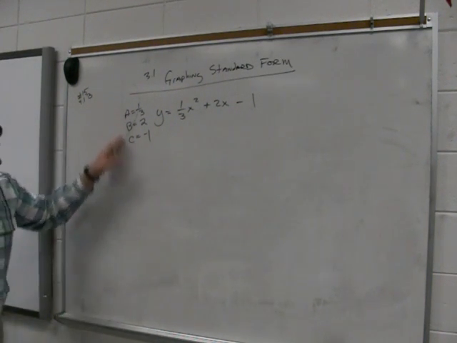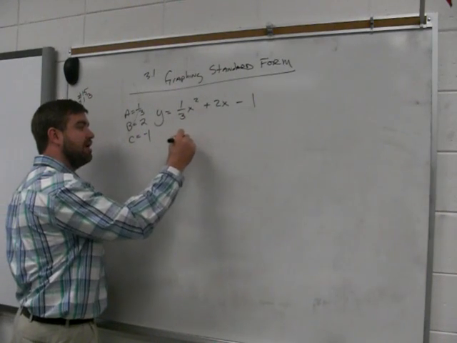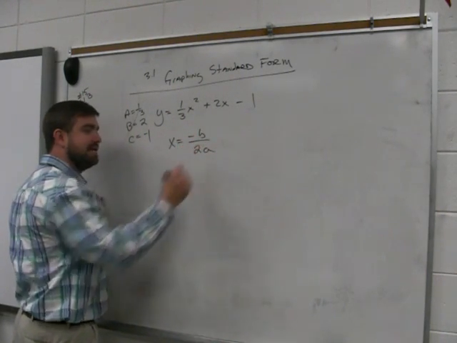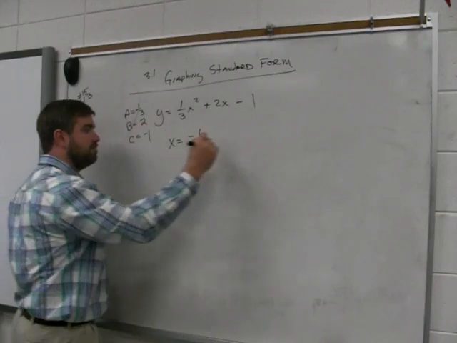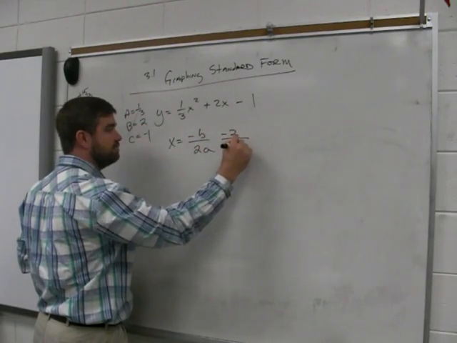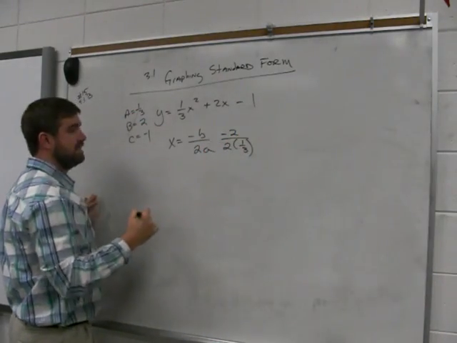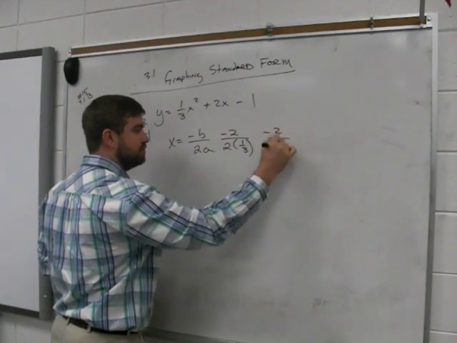All right, so we have A, B, and C. Our first step is to figure out what X is. We have a nice formula, -b over 2a. In this problem, it would be -2 over 2 times 1/3, if I'm not mistaken. That would be -2 over 2/3.